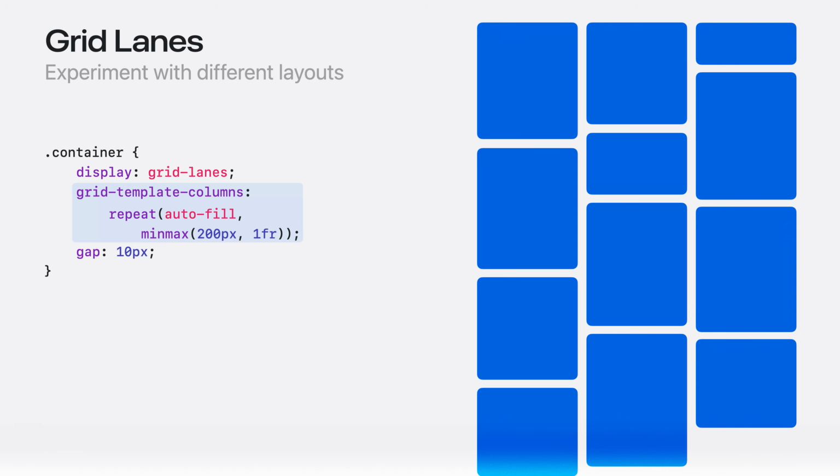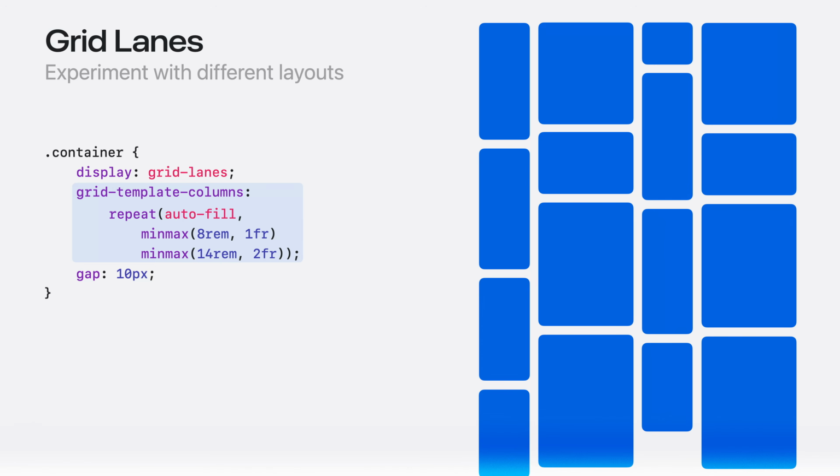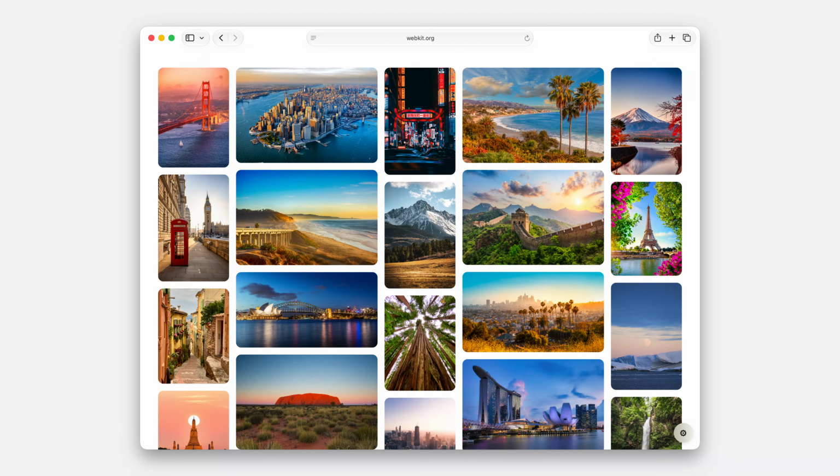Min-max says each one should be at least 200 pixels, but can grow to fill the space. Take that same idea, but now with a repeating pattern of narrow and wide columns. Honestly, what I love most is how much you can do with just a few lines of CSS. Once you start exploring, I think you'll be amazed too.